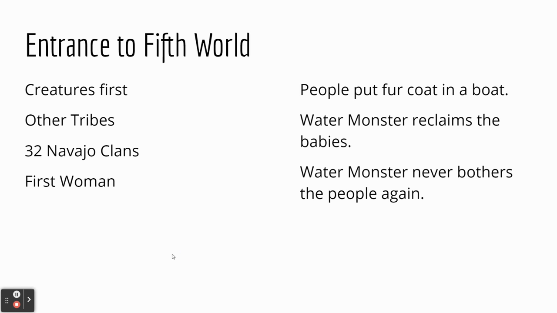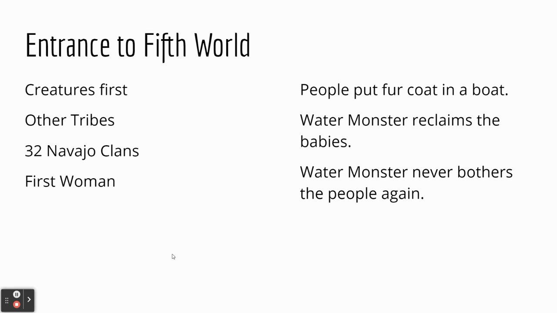And when we get into the fifth world, the creatures come in first, the other tribes come in second, the 32 Navajo clans come in third, and again, if you've read the first 10, 15 pages, the concept of clans is an important element of this book. Then First Woman comes through.